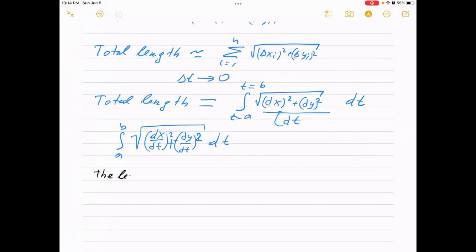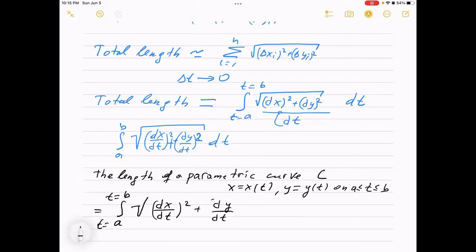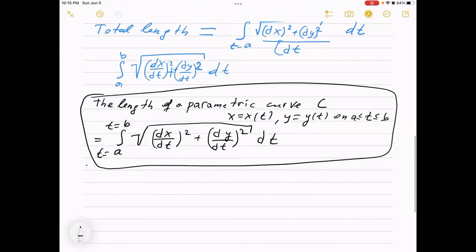So that parametric curve C, which has parameterization x equals x of t, y equals y of t, on the interval when t is between a and b, can be calculated by using the definite integral from t equals a to t equals b of the square root of the derivative of x with respect to t squared plus the derivative of y with respect to t squared. That sum is under the square root, dt. That's the formula which we're going to be using to find the arc length in parametric form.